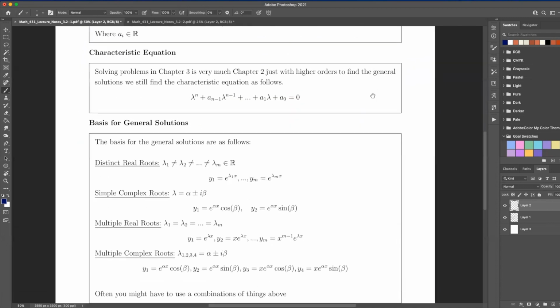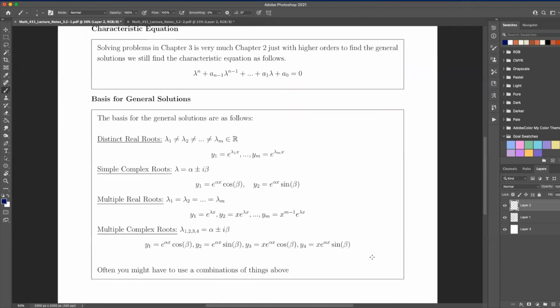So basically, ta-da, I typed it all up. So here we have distinct real roots. As long as they're all different, you can just say e to the lambda x's are all different things. And so basically when you do this, you're going to have chunks of solutions, right? You'll see what I mean by that. You're going to have a bunch of distinct real roots, multiple real roots, simple complex roots, and multiple complex roots. And you're just going to put it all together in some sort of weird combination. But it's the same thing as it was before.